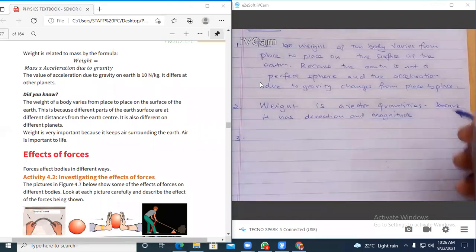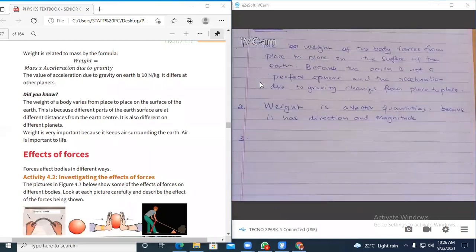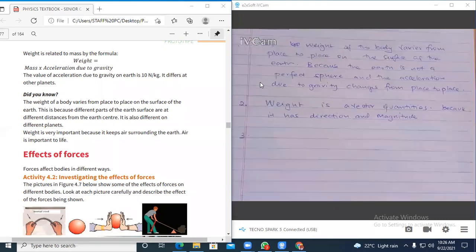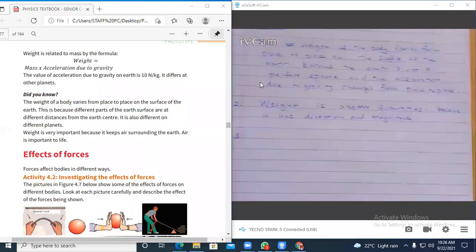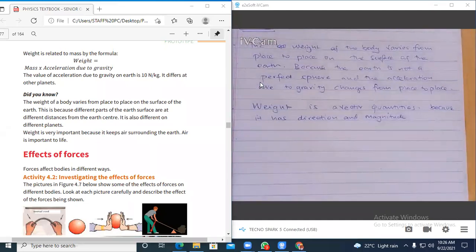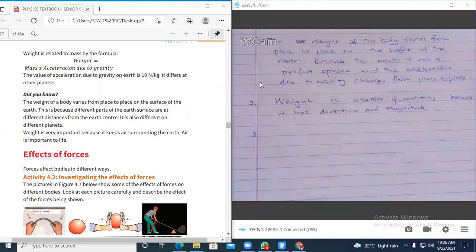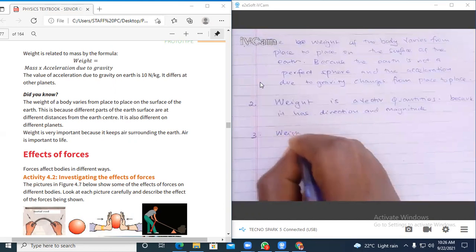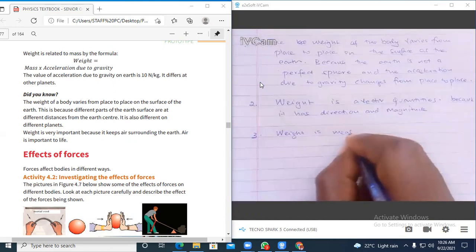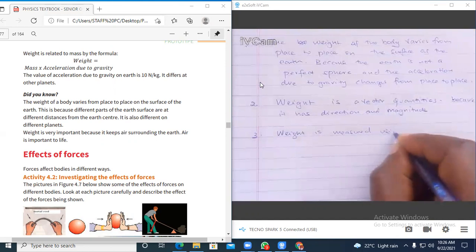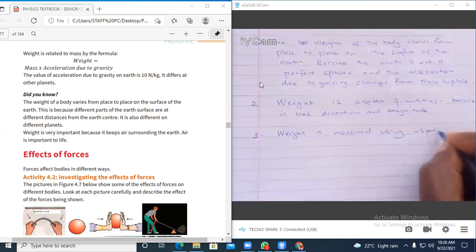What else? What else do you have to know about weight? Is there anything you have to know about weight? We say that weight is measured using a spring balance, isn't it? Weight is measured using a spring balance. Maybe you can add on. Did we write that? We wrote it down, it was the first thing. But if you don't have it, you can write it. Weight is measured using a spring balance. Anything that you know about weight, members?